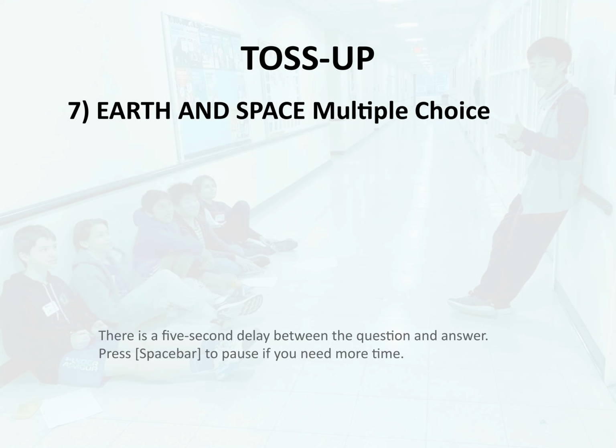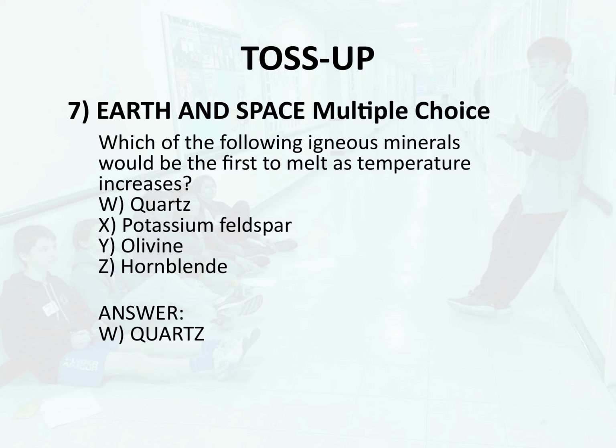Toss-up 7. Earth and space multiple choice. Which of the following igneous minerals would be the first to melt as temperature increases? W. Quartz, X. Potassium feldspar, Y. Olivine, Z. Hornblende. Answer: W. Quartz.